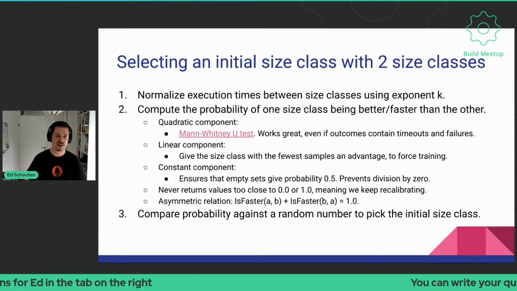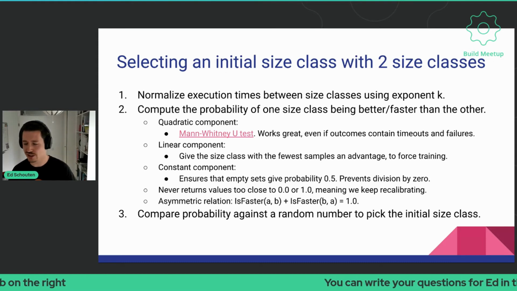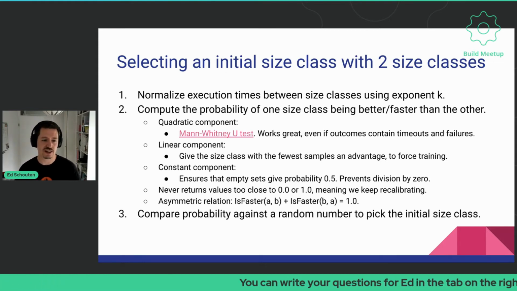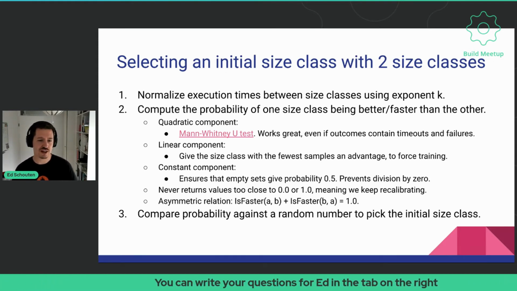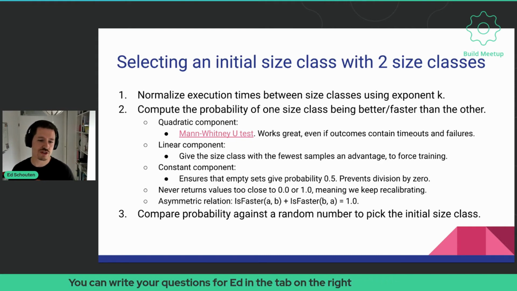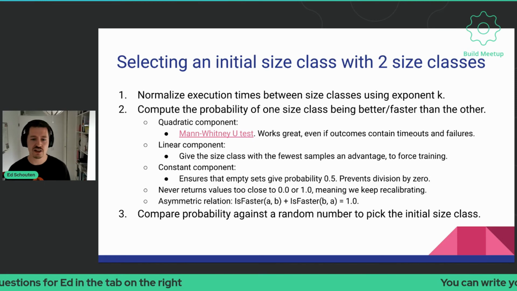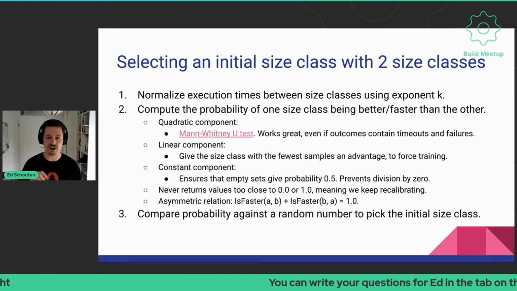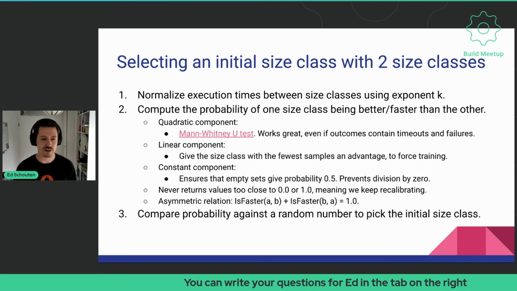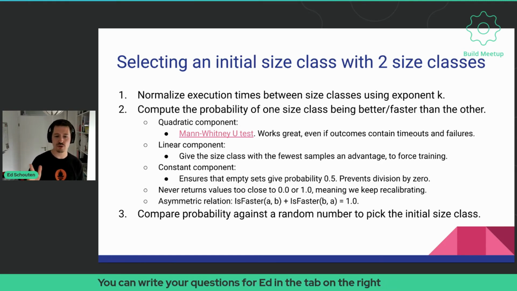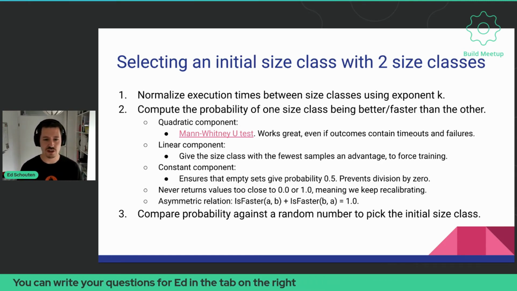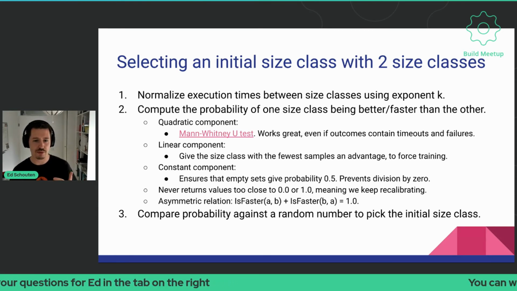So what we do is we have a so-called linear and constant component in there. This makes sure that if you've only run an action a very small number of times, only once or twice, that you prefer that size class again, so that we can force a bit more training on that size class to figure out what its actual performance characteristics are. And there's also a constant component in there to ensure that if we compute a ratio or a probability of one being better, we never divide by zero.